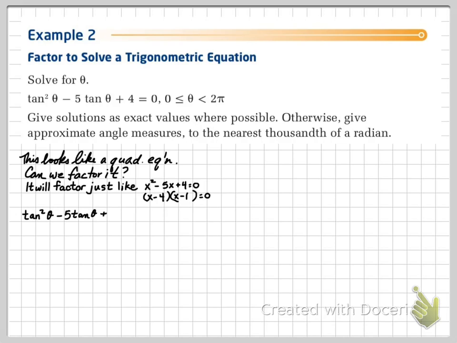That means if I rewrote tan squared theta minus 5 tan theta plus 4, I could factor it to be tan theta minus 4 times tan theta minus 1 is equal to 0. This is going to give me two possible solutions. Tan theta minus 4 is equal to 0, and tan theta minus 1 is equal to 0. Remember, if x minus 4 is equal to 0, x will equal 4. Or if x minus 1 is equal to 0, x is going to equal 1. Same procedure works here. This way we're going to say tan theta is going to equal 4.